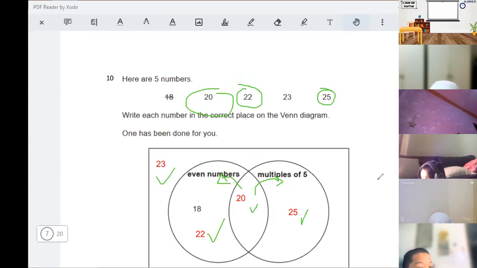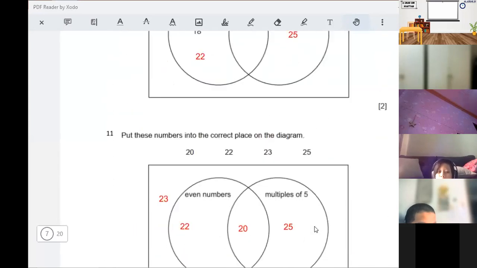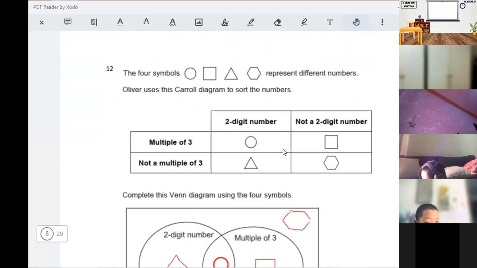Okay, I'm still seeing someone writing. Okay, done. Next. This one is the same, yeah. This is the same question, but without 18. So we can skip it.